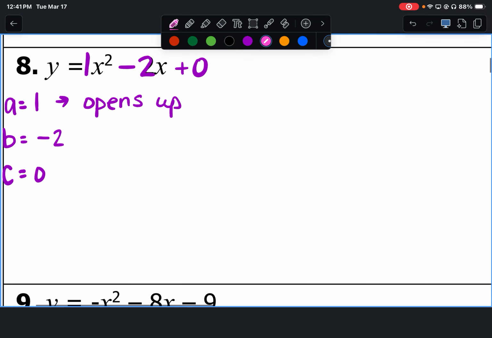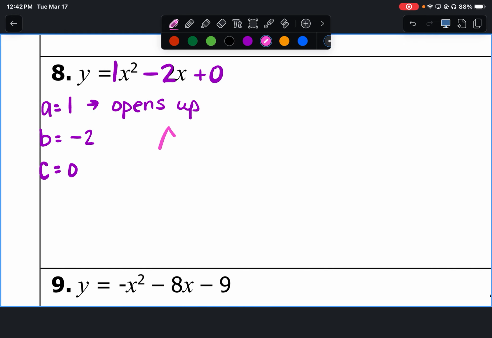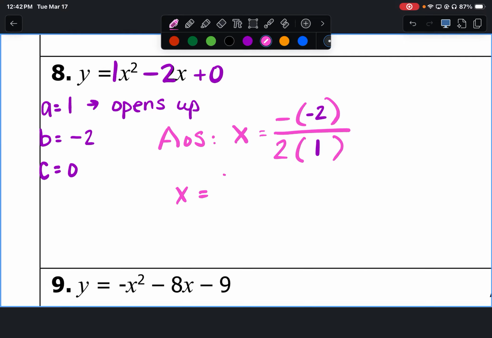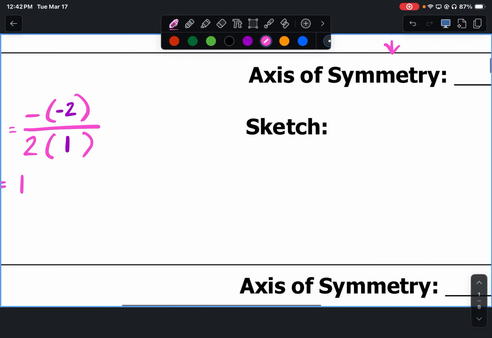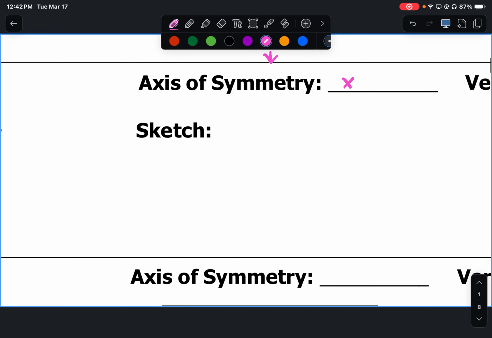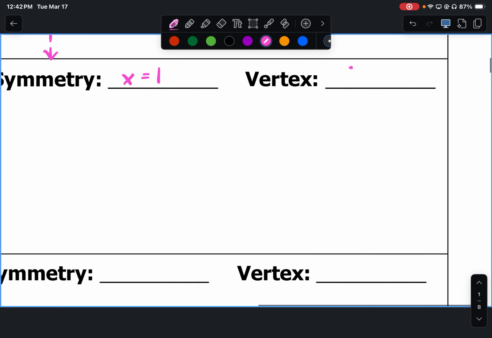Now, we're going to start with our axis of symmetry. To find the axis of symmetry, we do x is equal to negative b divided by 2a. What b value do I need to plug in? Negative 2. And what a value? 1. What's our numerator going to be? 2. What's our denominator? 2. What's 2 divided by 2? 1. So our axis of symmetry is x equals 1. So we put that in our axis of symmetry, and we also put that as the x coordinate of our vertex.